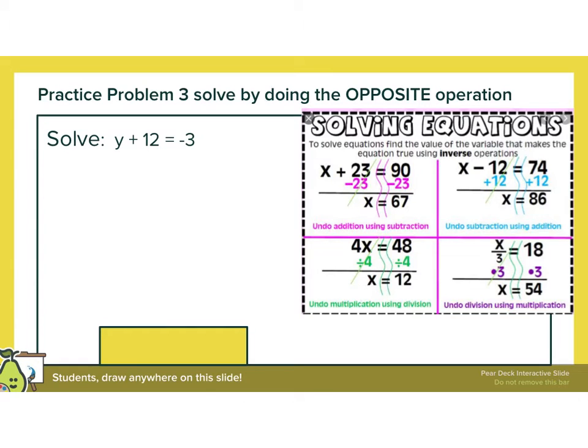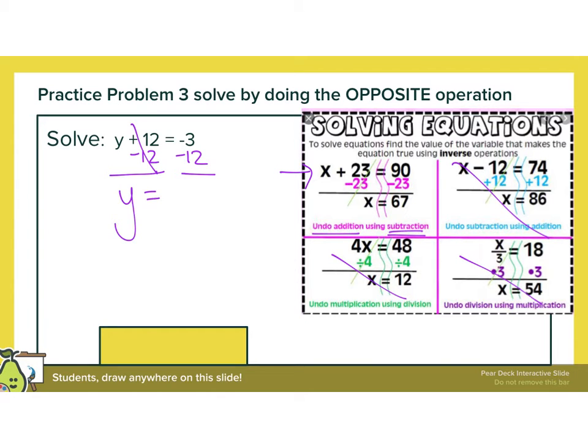Okay, practice problem 3. It says y plus 12. So it is addition. To undo addition, I subtract. So I'm going to subtract 12, subtract 12. These cancel each other out. I bring down the y.